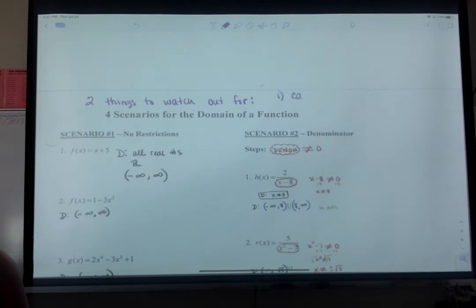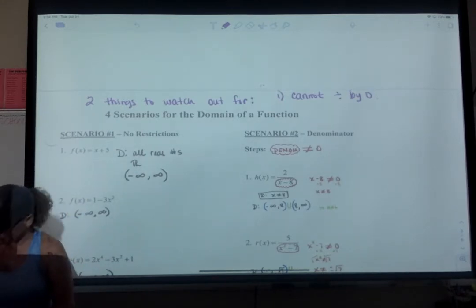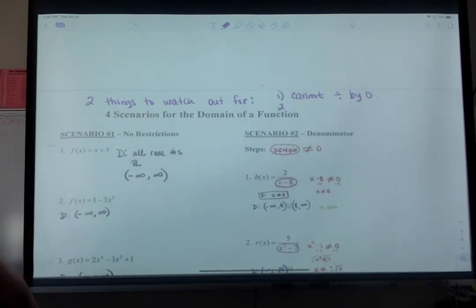One is you cannot divide by 0. Kind of already talked about that. You cannot divide by 0 in math. Boom, you blow up. The second thing you cannot do in math is you cannot square root a negative number.